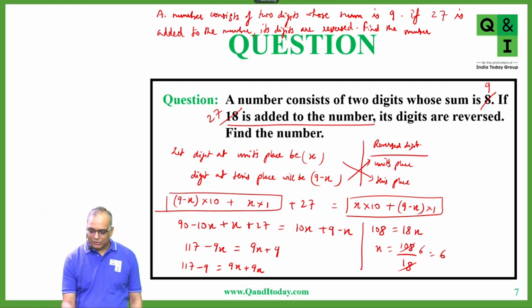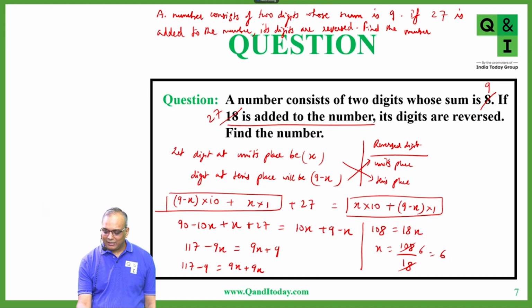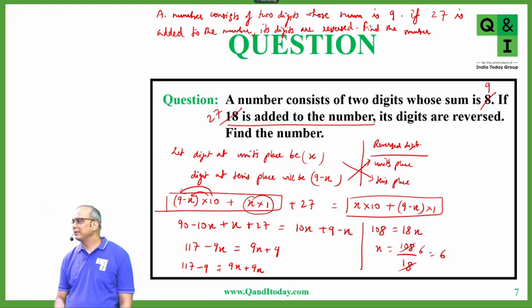Isabel, when I multiply 10 with 9 minus x, I'll multiply 10 with 9 and 10 with x. So we'll have 10 times 9 is 90, minus 10x, and then plus x into 1 is x, and plus 27. Did you get it?